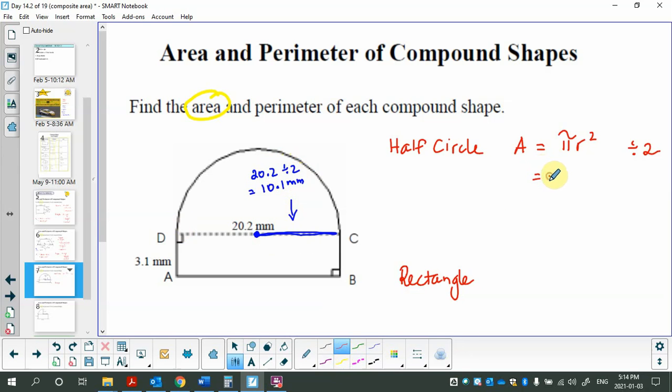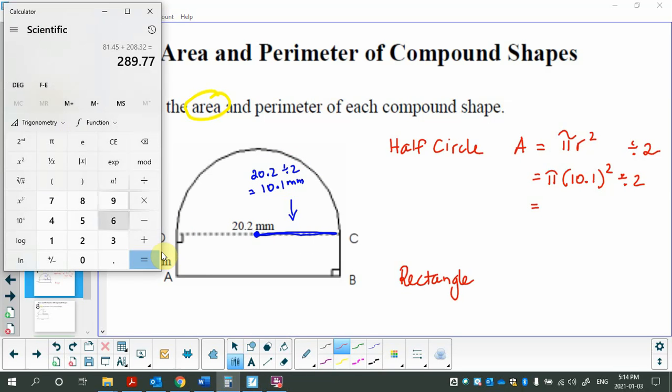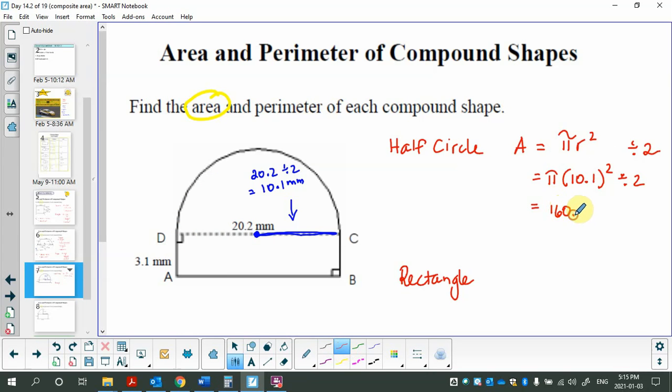So back over to here, pi times 10.1 squared divided by 2. That will be the top part of the picture, the half circle. Now remember the buttons on your calculator. I've got a pi button, so I'm going to use it instead of 3.14, times 10.1, and I have to square it. So I'm using my x squared button, and then I have to divide it by 2 because it's a half circle, and I get, going to 2 decimal places, 160.24. 160.24, and this is a millimeters question.